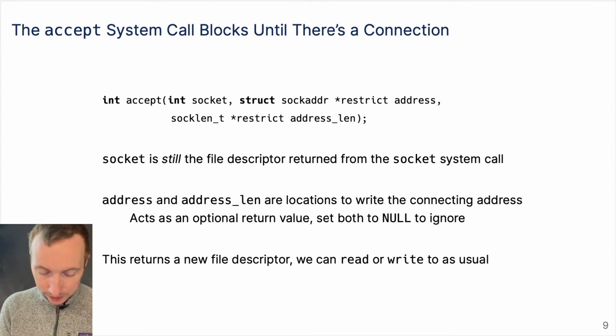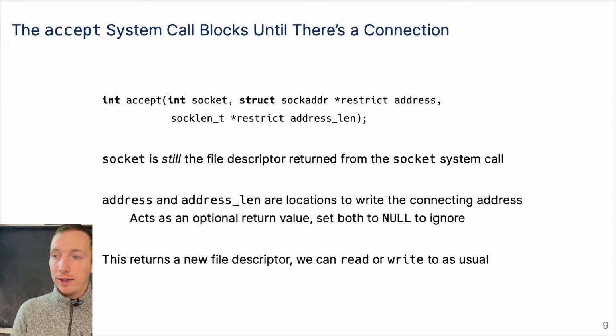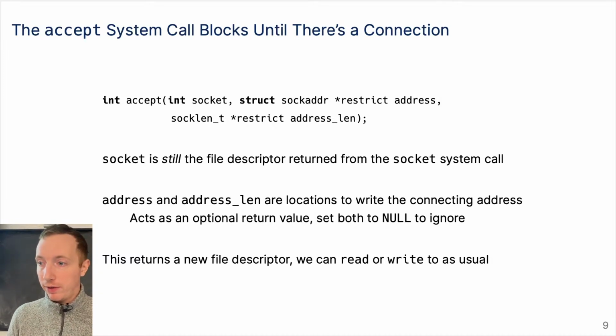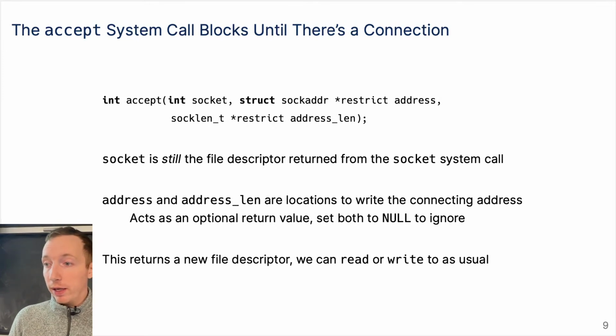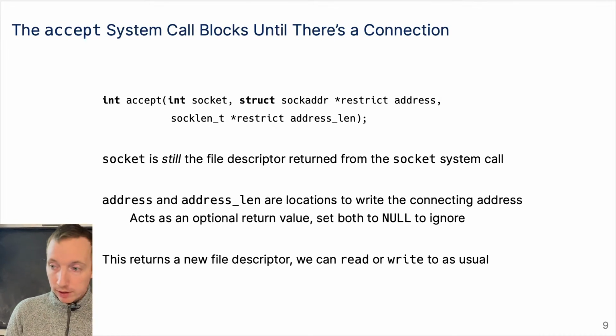Then for the accept call, at this point, we have a socket file descriptor. It says what type of socket it is and what the address should look like. Then we bound it to an address, so anything that connects to it will hopefully accept it. And then we listen, we set up our queue, and now we can do accept, and that will block until there's actually a connection.